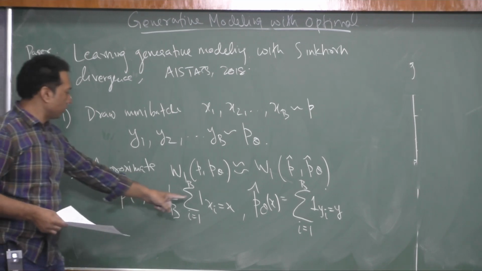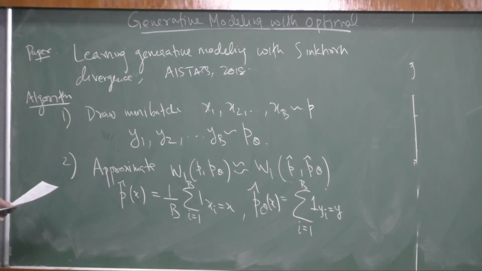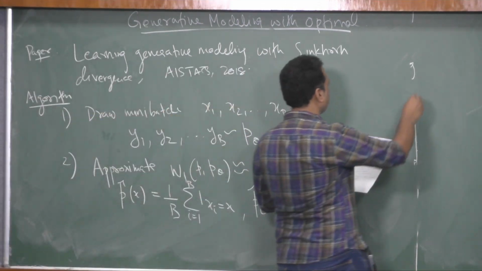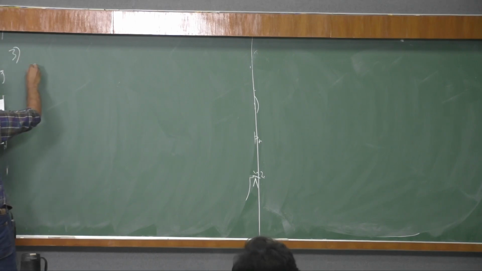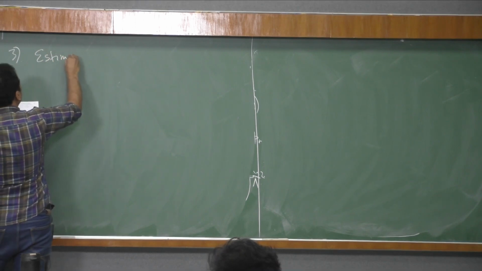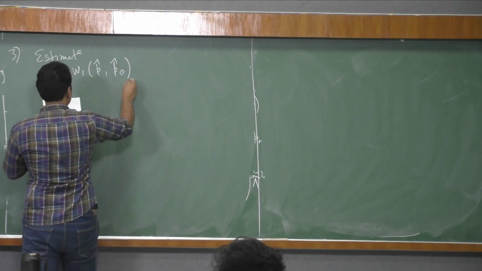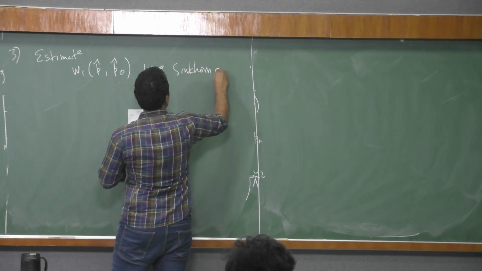So just count the number of times that x appeared in your data and divide by b, so that gives you the probability values. So you do this for both p and p theta, and then the good thing about the Sinkhorn algorithm is that now it can give you a good, faster estimate of W1. It will give you a comparison of this. So the third step is to estimate W1 of p hat and p hat theta using the Sinkhorn algorithm.